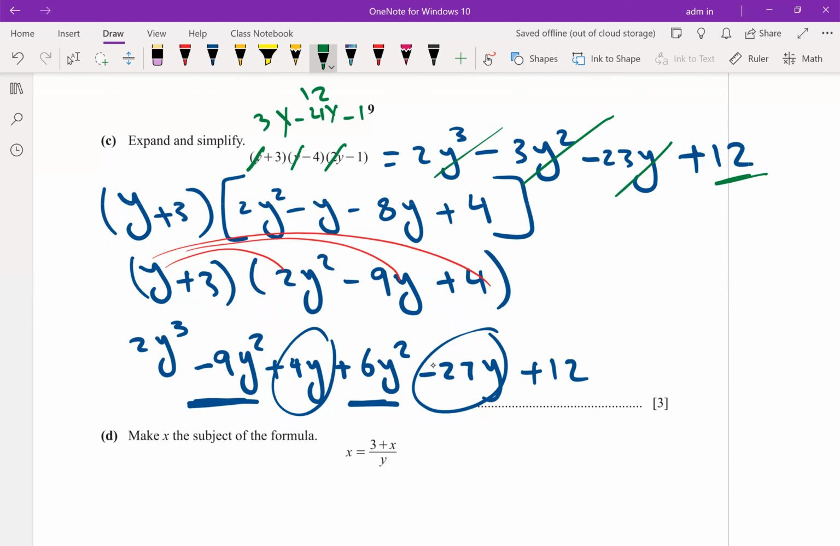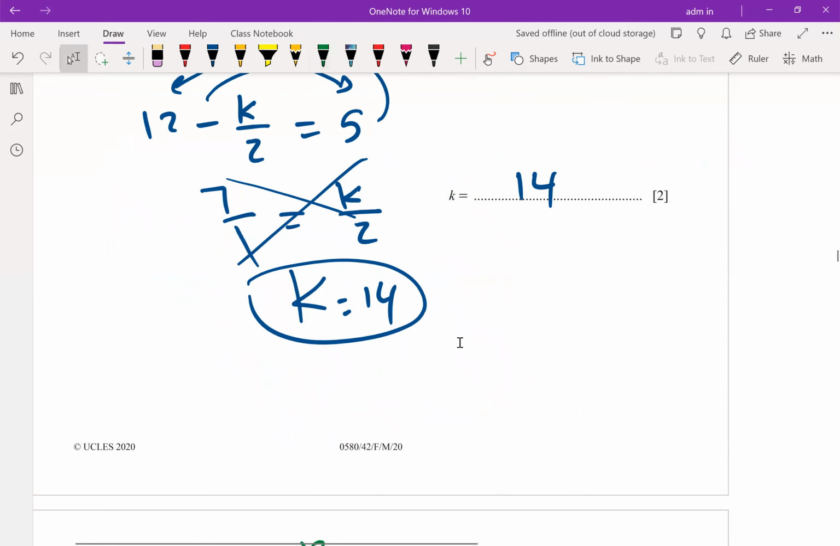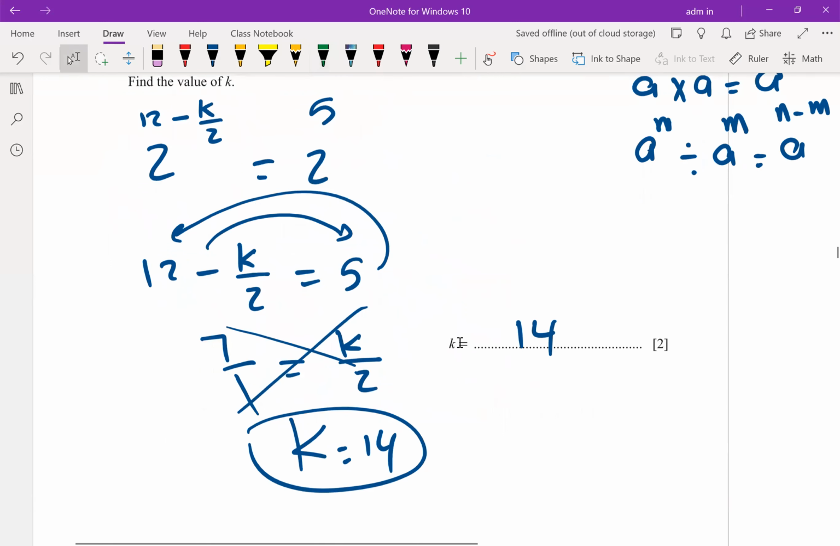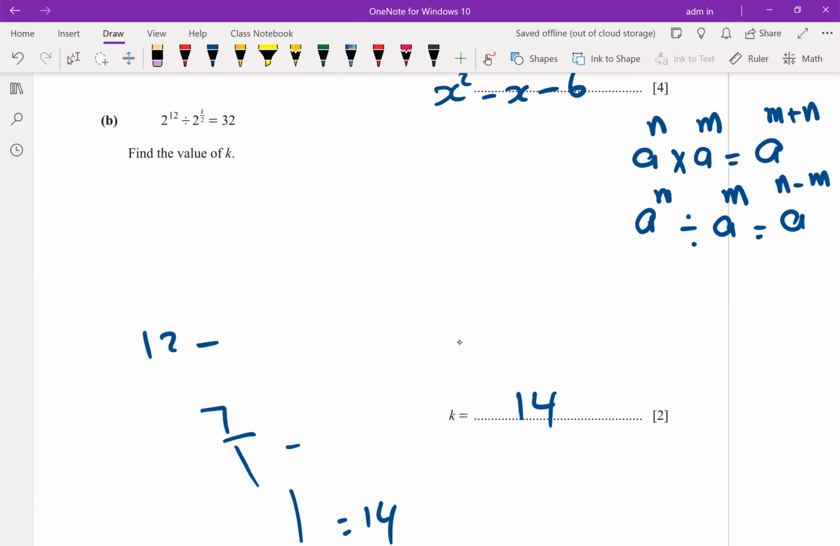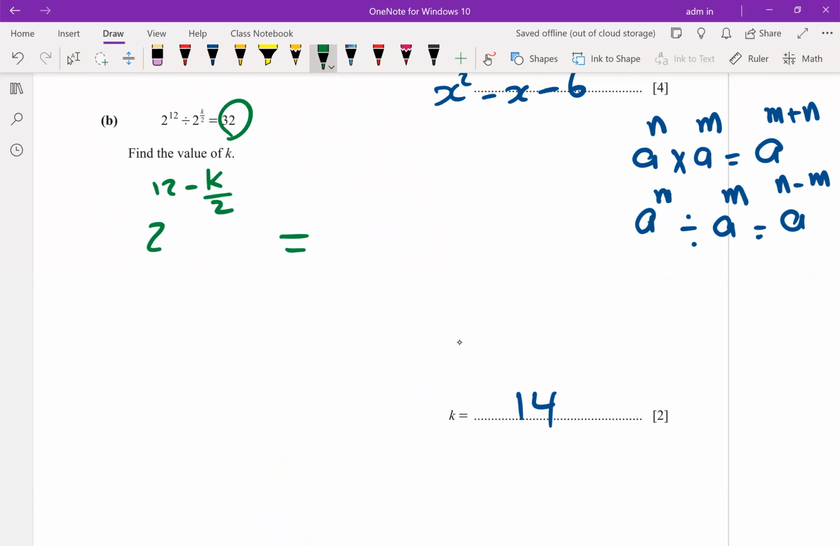Clear? Okay. Back to question number part B again. Start from the first step. When we divide for same base, we subtract. This step clear? 2 to the power of 12 minus k over 2. Clear? The right side, 32, you have to memorize power 2.